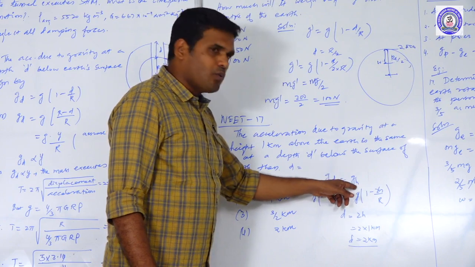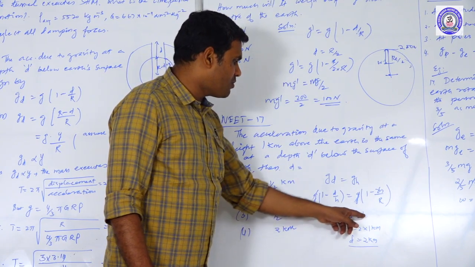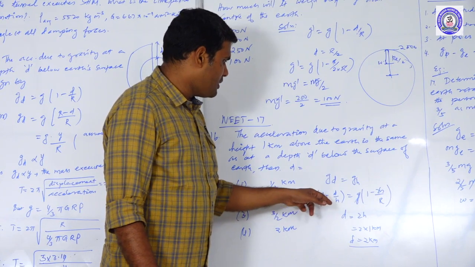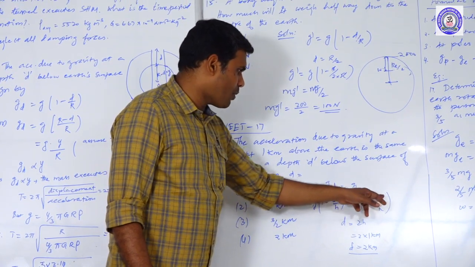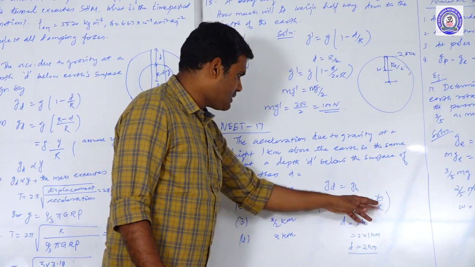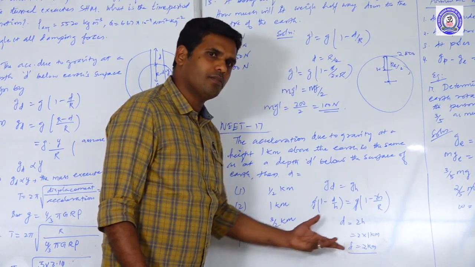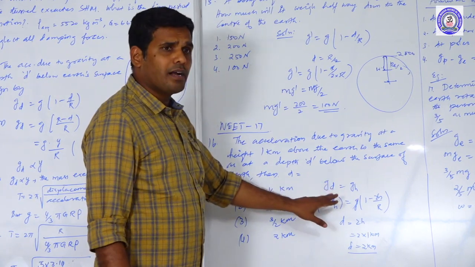We saw the condition there. If g_d must be equal to g_h, then d must be equal to 2h. See, the comparison is made. g into 1 minus d by R equals g into 1 minus 2h by R. On cancelling everything, d equals 2h. If h is 1 kilometer, d is 2 kilometers. Simple. So this is a simple shortcut.